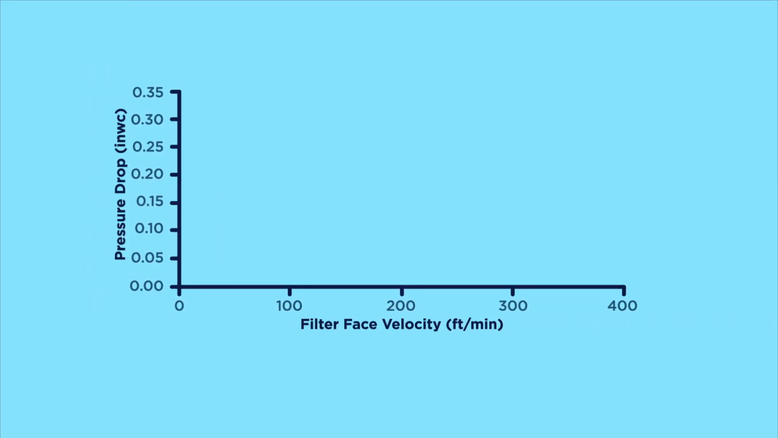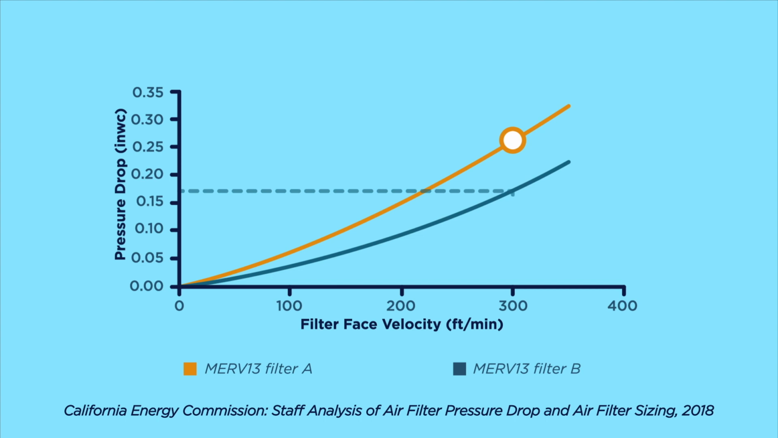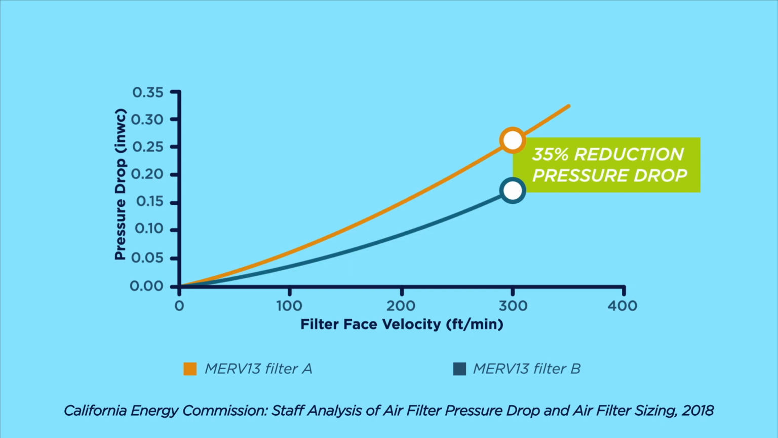For example, in a report by the California Energy Commission, a MERV 13 filter from one manufacturer had a pressure drop of 0.26 when tested at an air velocity of 300 feet per minute. By comparison, a MERV 13 filter from a different manufacturer had a pressure drop at the same air velocity speed of 0.17, a 35% reduction.